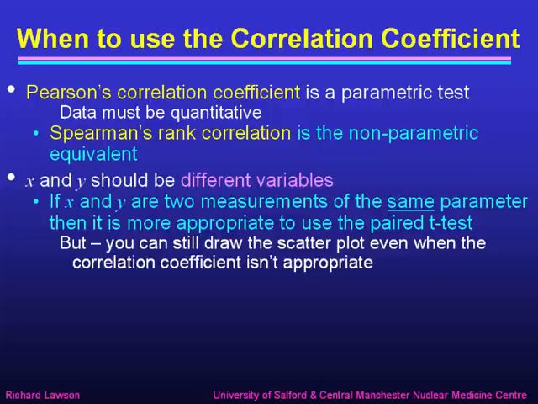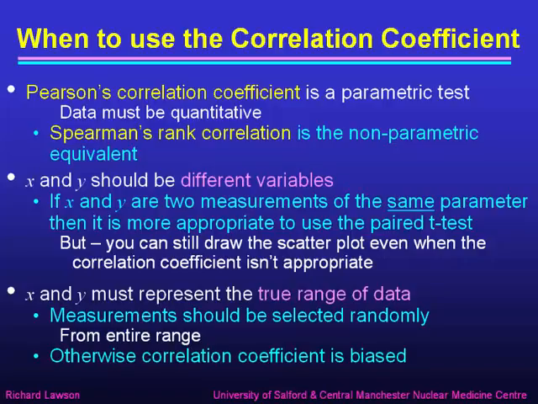The other thing to realize is that x and y should be different variables. If x and y are two measurements of the same parameter, then it's more appropriate to use the paired t-test rather than the correlation coefficient. We've already talked about the t-test in a previous lecture, so I don't need to repeat anything about that. But it doesn't stop you drawing the scatter plot, so even if the data represents two measurements of the same parameter, the scatter plot can still demonstrate that, but under those circumstances the correlation coefficient isn't appropriate, even if the scatter plot shows you what's happening.